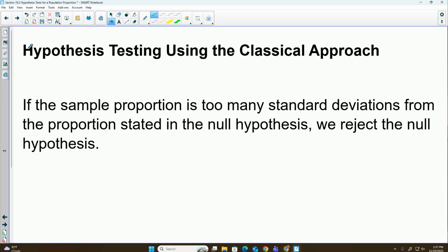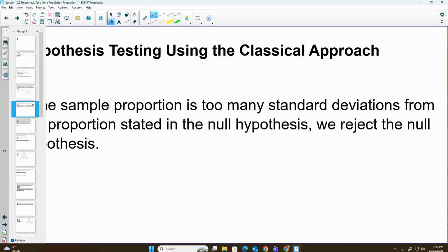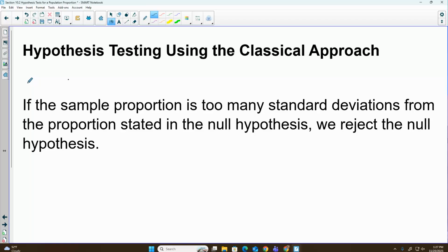There are two different approaches, and we just need to decide something as a class here, I think. There's a classical approach and there's a p-value approach. I can show you both methods. But I think it is, in general, confusing to go back and forth between two different methods when solving problems. So I don't want to not show you something, but I also don't want to confuse you by switching methods over and over again.